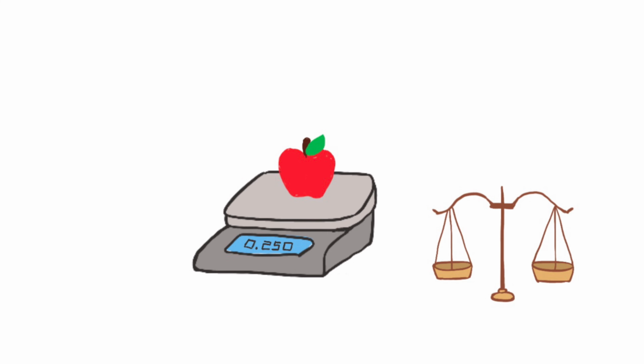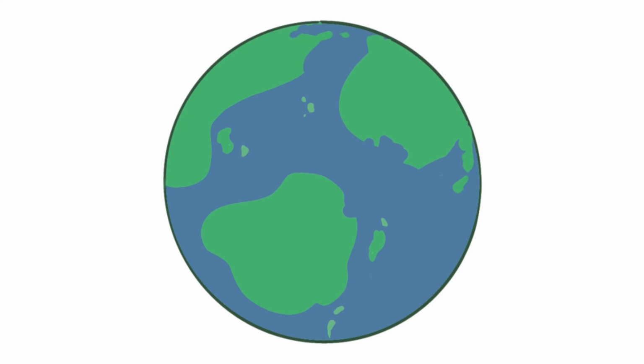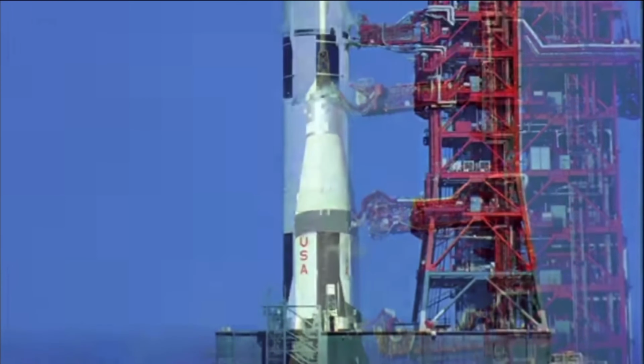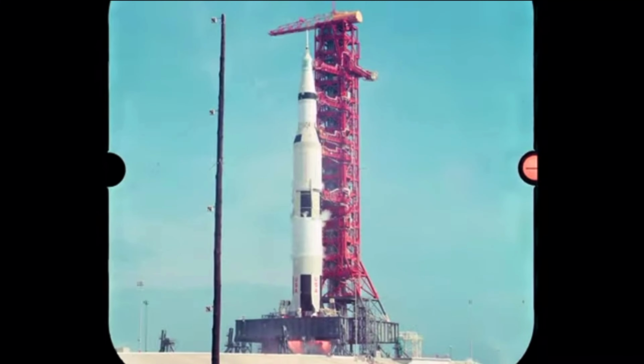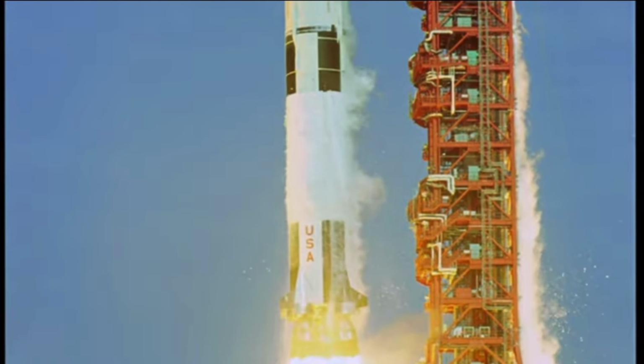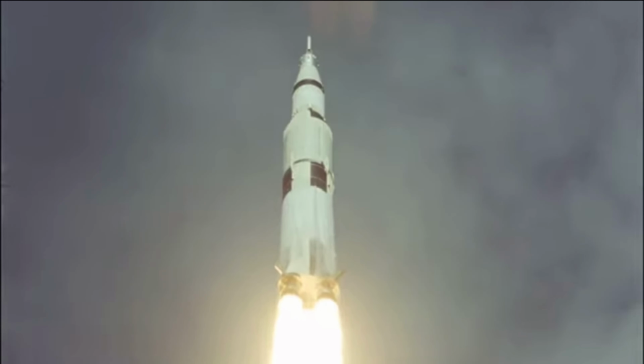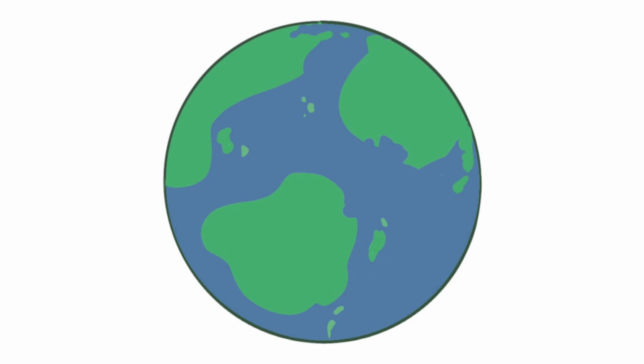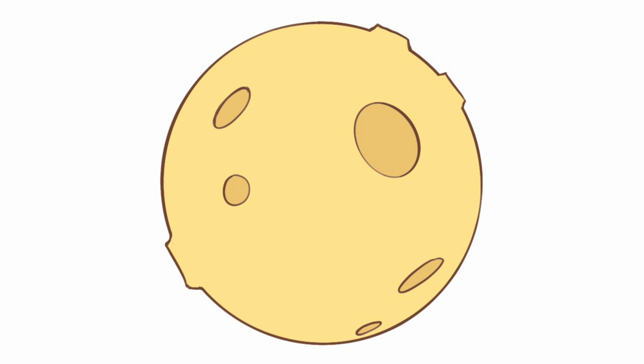How about this? Let's change the location a little bit. So we take that apple and these devices with us and travel to the moon. 5, 4, 3, 2, 1. So now we are on the moon, which has a weaker gravitational force than the Earth.